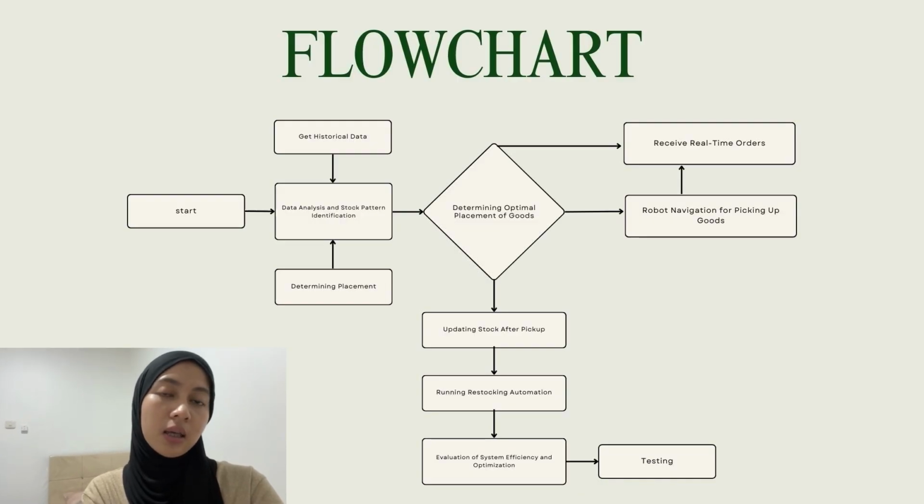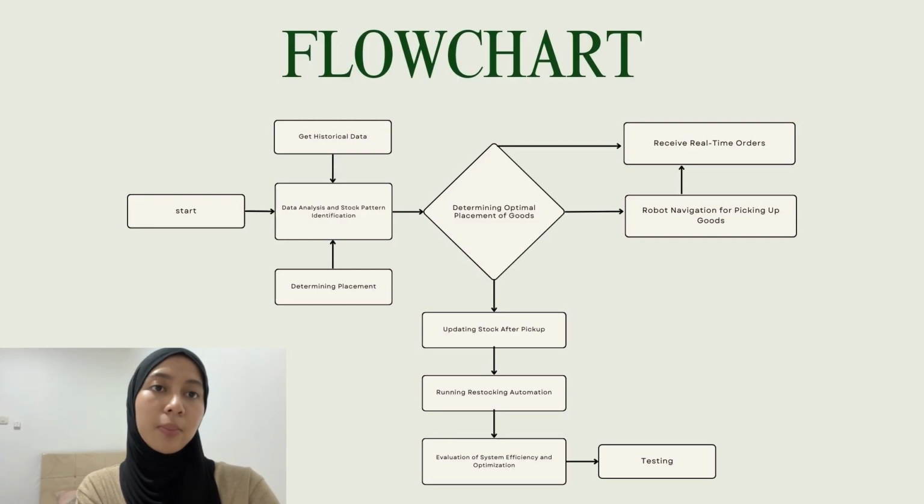Running restocking automation. If stock levels dip below a certain threshold, the system automatically triggers restocking. This ensures that the goods are always available and there is no delay in fulfilling orders. Next, evaluation of system efficiency and optimization. Finally, the system performance is evaluated. This helps to optimize the entire process, ensuring that the warehouse operation is efficient and cost-effective.